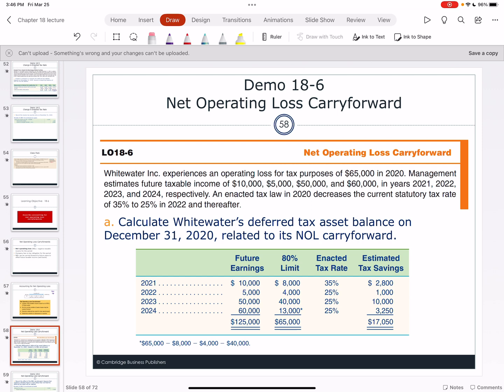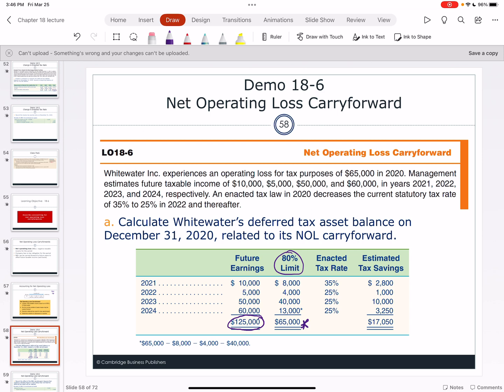$60,000. Now notice, this is important. That totals up more than $65,000. That's not my benefit. My benefit can only reach $65,000, and even then I have to haircut it, right, to that 80%. So I say, for example, in 2021, I think I'm going to earn $10,000. I know I can offset $8,000 of it with that loss carry forward, and my tax rate is 35%.